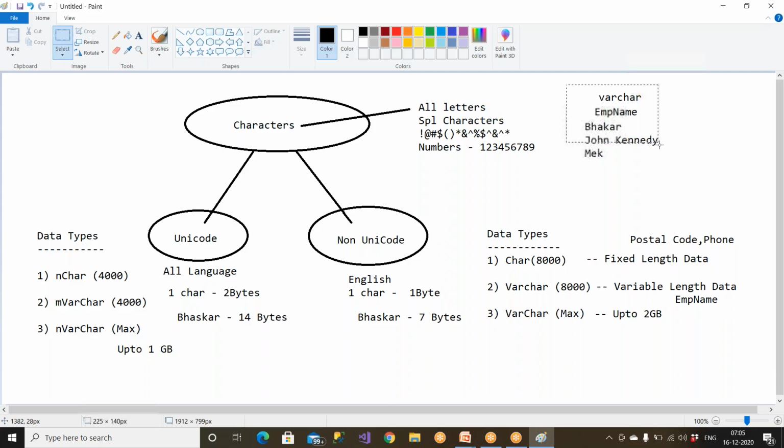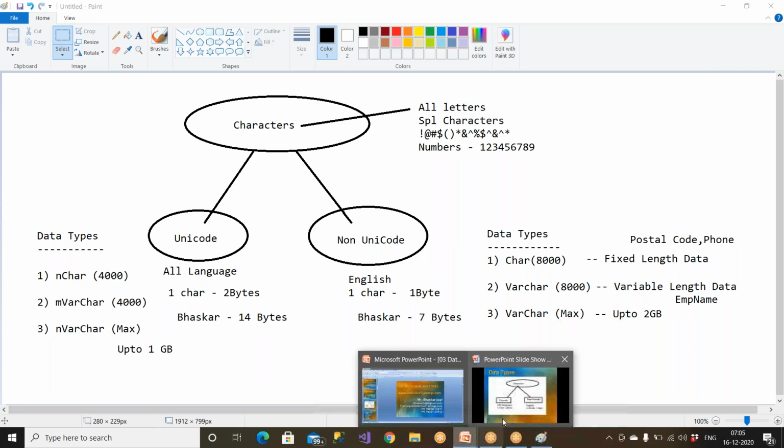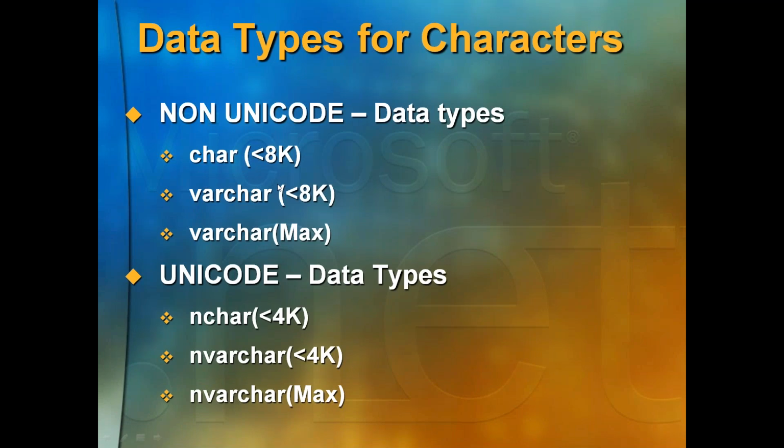Guys, am I clear? Any questions? So these are the data types we have. One is called Unicode data. The second one is called non-Unicode data. Are you clear? So this is what I explained. So char will take up to 8000. Varchar this one, varchar max this one. Unicode: nchar, nvarchar, nvarchar max.